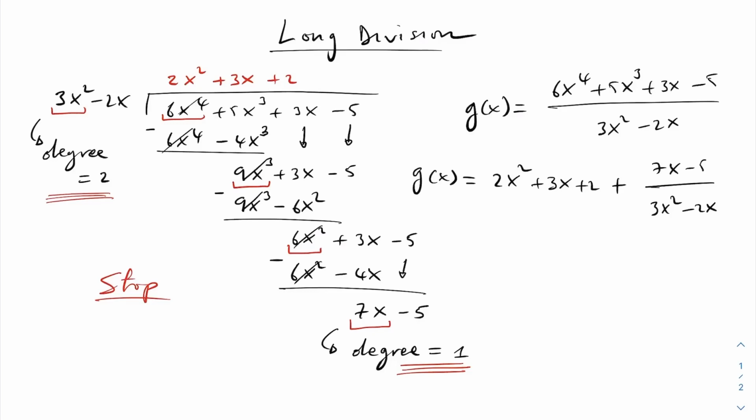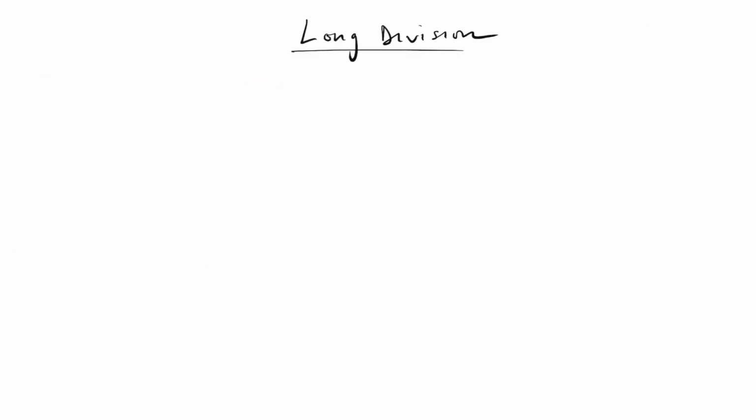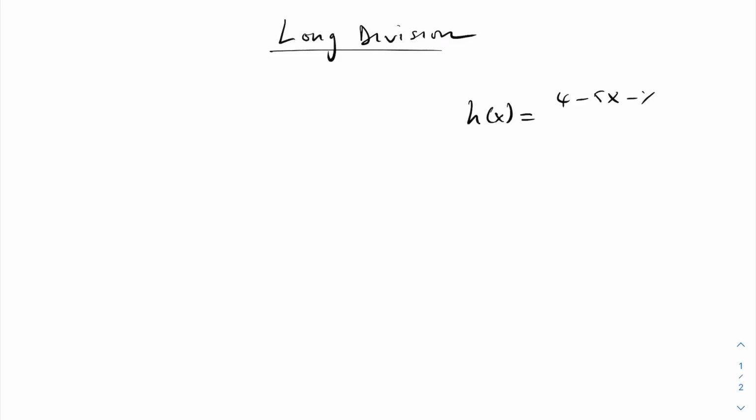All right, let me give you one last example so that we can have this concept just sink in. And so we're going to have here h of x equals 4 minus 5x minus x squared plus 6x cubed, divided by 3x minus 2. And so again, we're going to go ahead and write our divisor here, 3x minus 2, open the division sign, and under we're going to put our dividend.